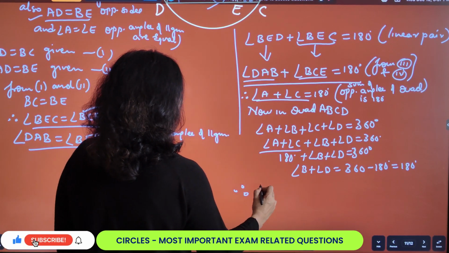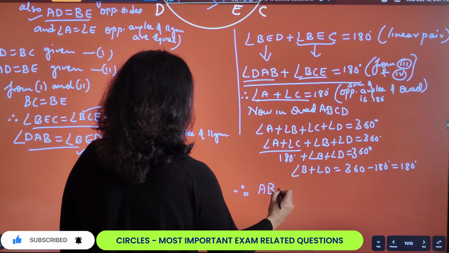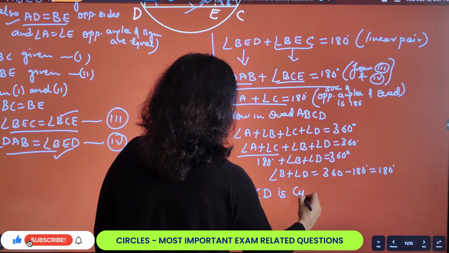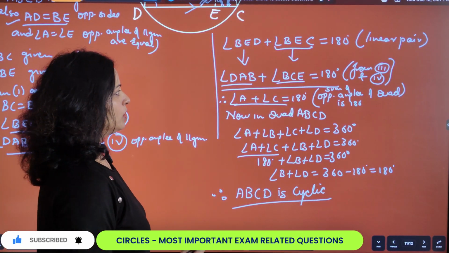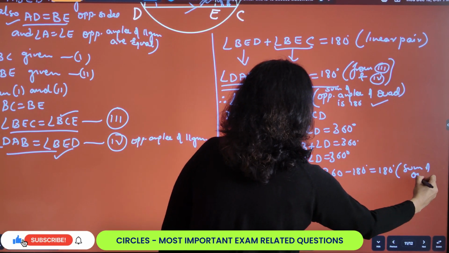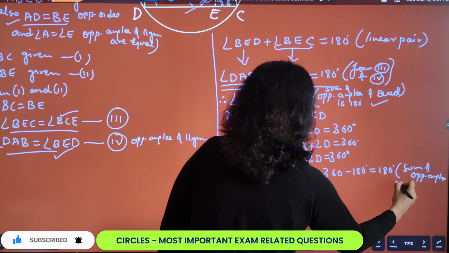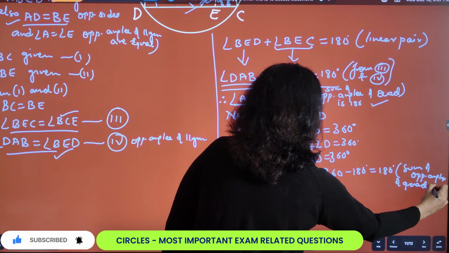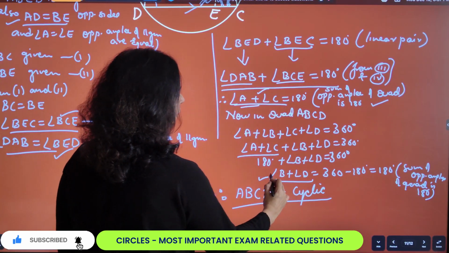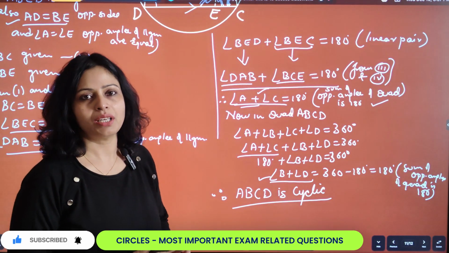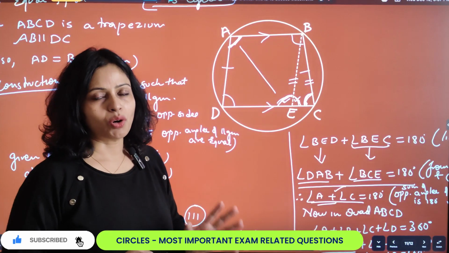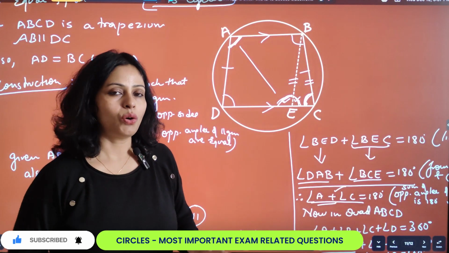Therefore we can say ABCD is cyclic, because we got the sum of opposite angles of the quadrilateral as 180 degrees. When we get the sum of opposite angles as 180 degrees, we can say it is a cyclic quadrilateral. So very good question in the proving part. You can pause the video and take down the notes on how it is to be solved.